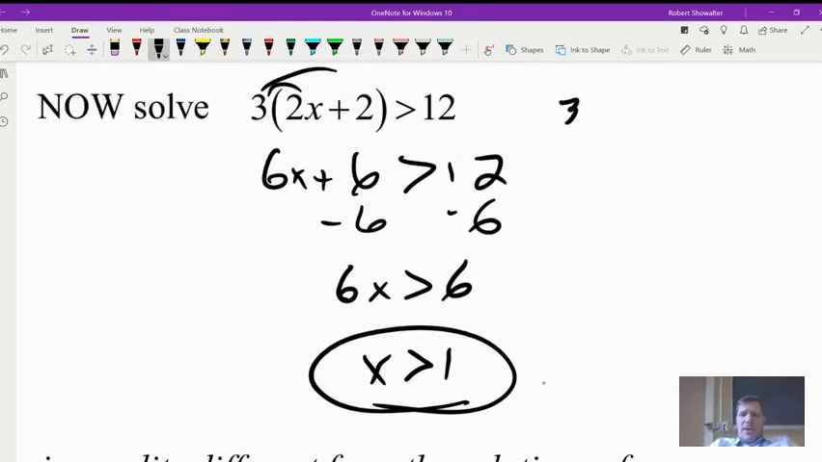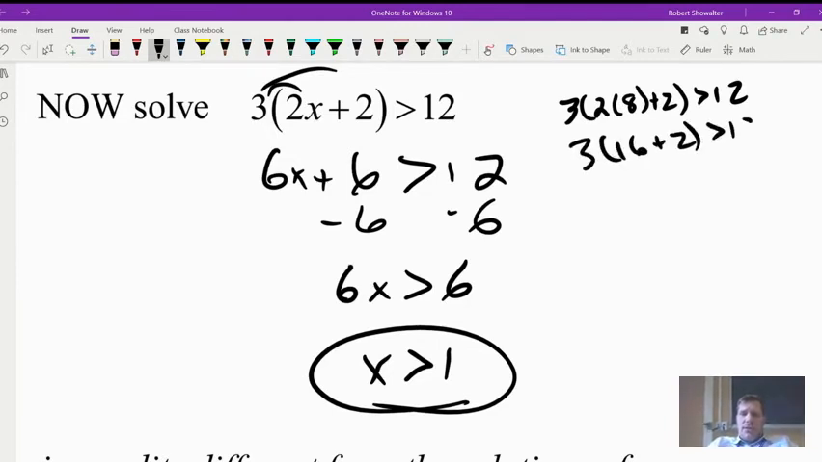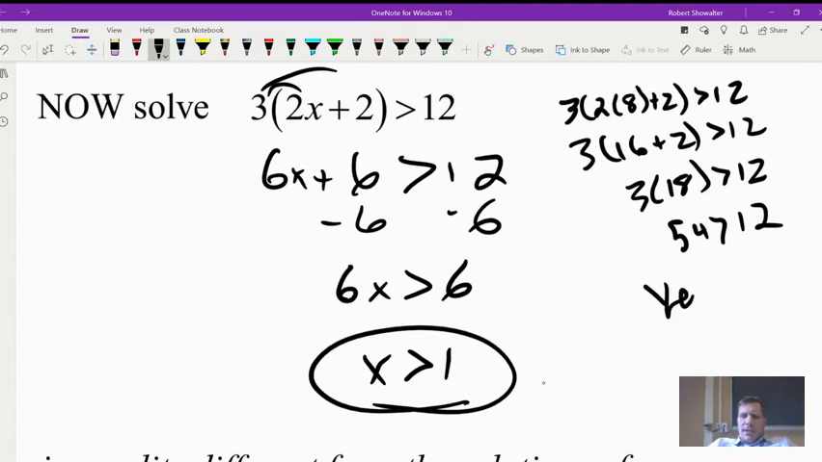So if I pick the value 8, for instance, we're going to see if that makes a true statement at the end. It should, because that's what we solved. So if we go ahead and do this, does this make it a true statement? Well, 3 times 18, 36, 40, 30, 36, 46, 50, 54, that's going to be greater than 12. So yes, it makes a true statement.